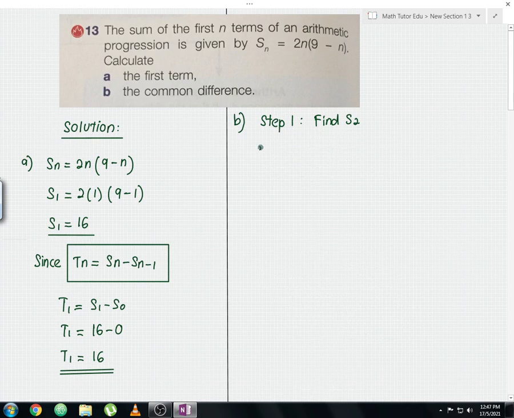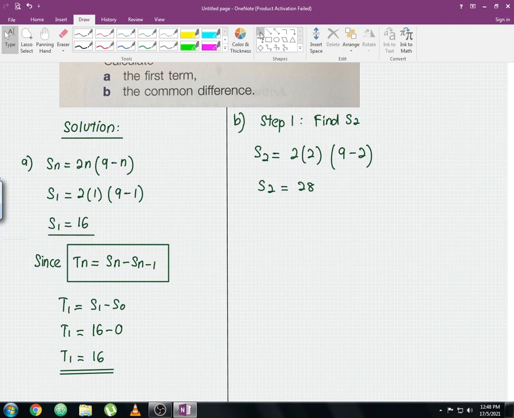So S2 equals, we're going to use the equation given by the question, guys. S2 equals 2 times (9 minus 2). 2 times 2 is 4, 9 minus 2 is 7, so 4 times 7, you get S2 equals 28. That means the sum of the first two terms is 28, guys. That is the meaning. Let me underline this. So this is your first step.